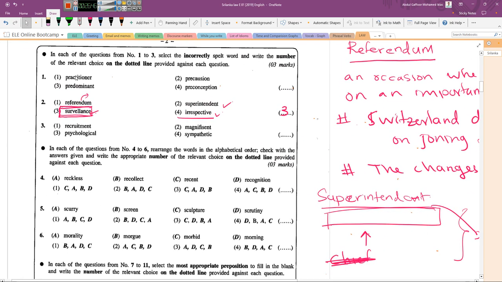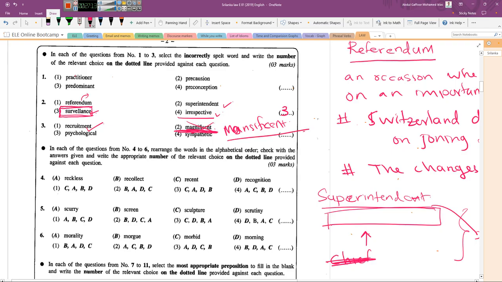Now we will go to the third one, recruitment. Recruitment, that is okay because adding a person to an organization is recruitment. Magnificent, right? Magnificent. That is the wrong one. Right? So this is the correct spelling of magnificent, not S. There should be C. So the answer is 2. Okay. Psychological, that is okay. And sympathetic, that is also okay, we know the meanings of sympathetic and other words.